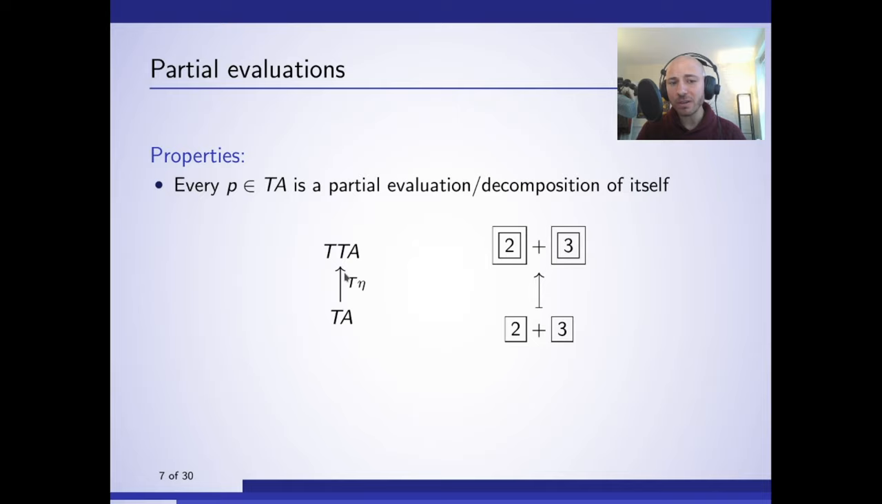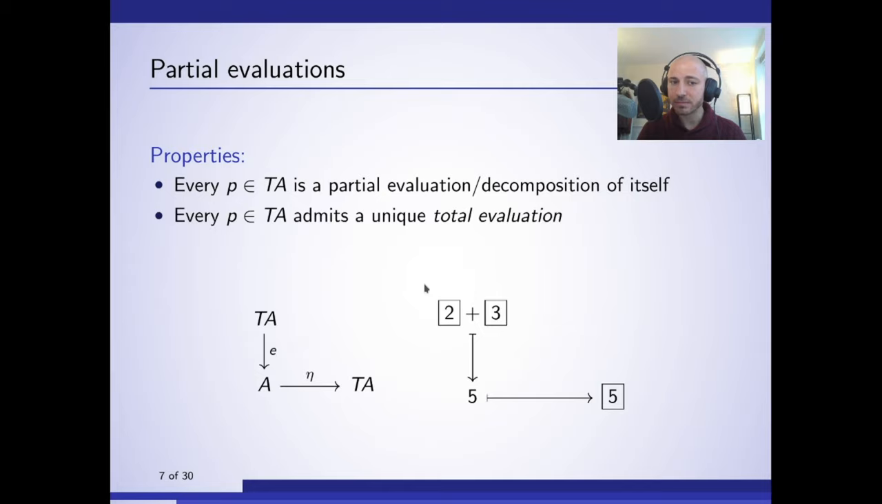How? Well, from every TA, you can form an element of TTA by applying T eta. So what does this do? It adds boxes inside. All right? And you see that here now, if we either remove the inner or the outer box, we get back to the original. Of course, what you're really doing here is that these two diagrams commute with identity by the unit diagram of the monad and the unit diagram of the algebra under T. Okay, so every partial evaluation is a partial evaluation of itself.